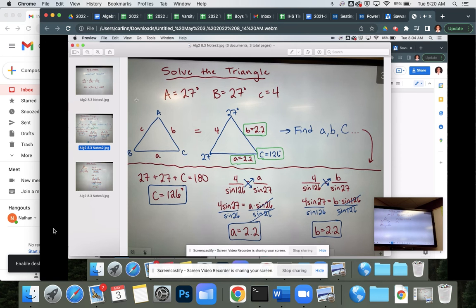Somebody on their calculator. 126. Somebody fact check it. 126. I win again. Okay, so we found the third angle. Now we need to find the 2 sides.